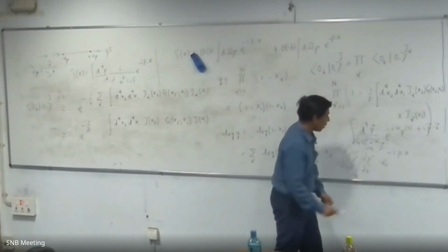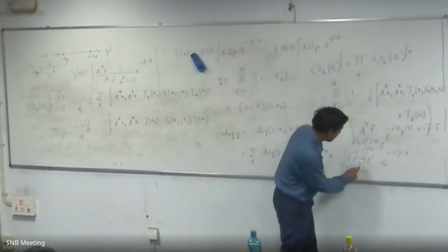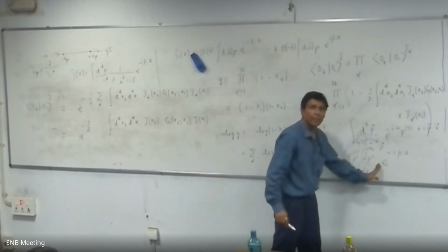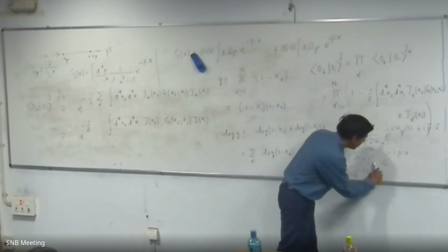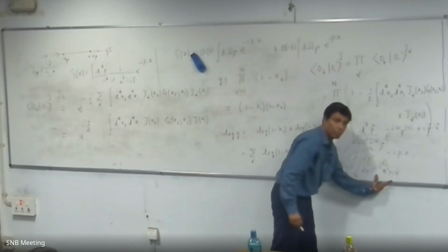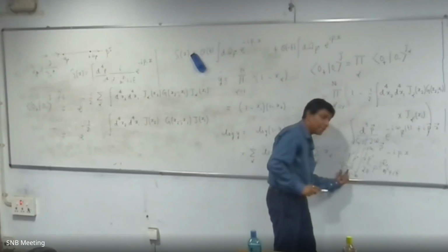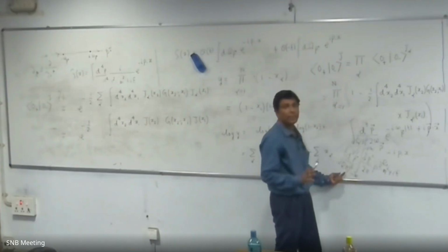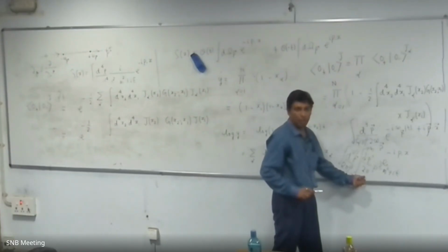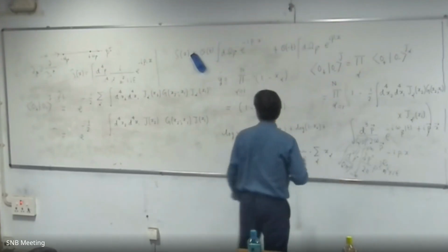If you do the p0 integral over here, I think I have a factor of p0² minus ω_p². I must have this factor in the denominator. Now, if you do the p0 integral only, not the d^3p integral, because my aim is not to do the d^3p integral, my aim is to do the p0 integral, what is the p0 integral?